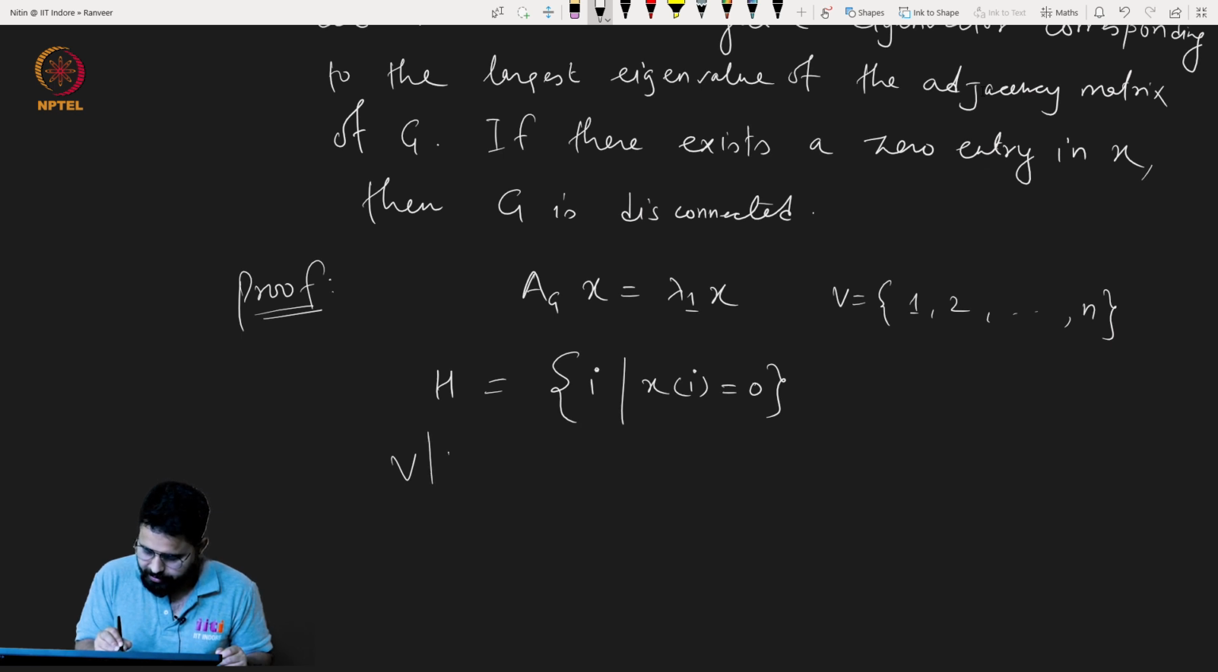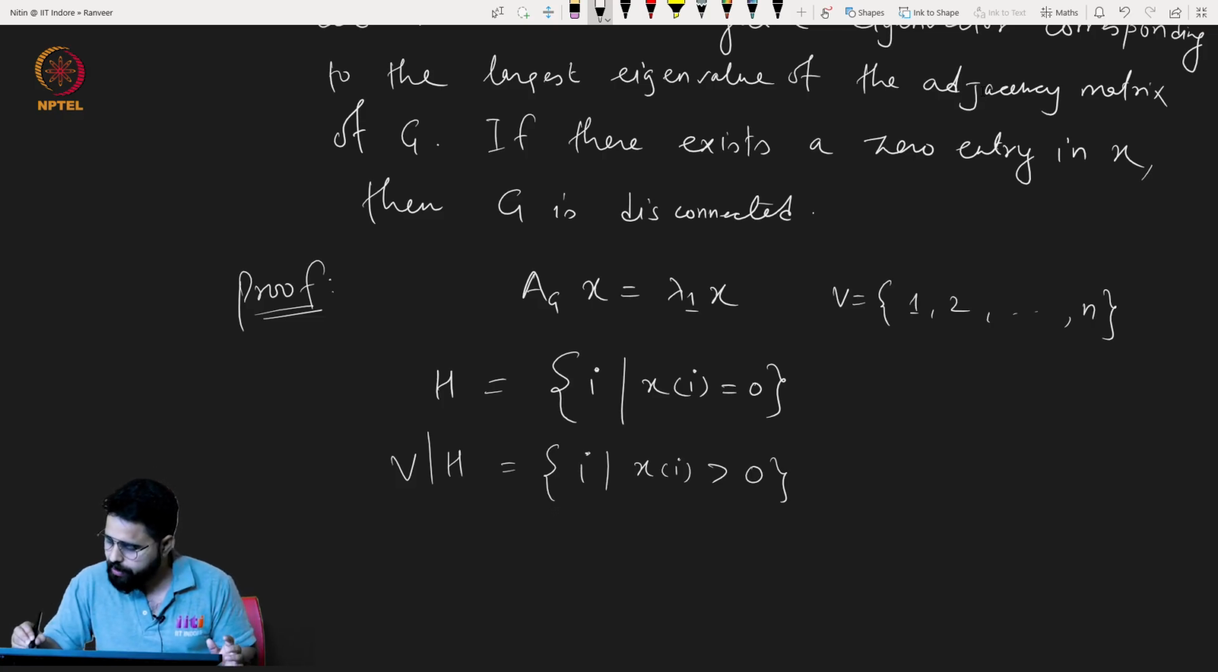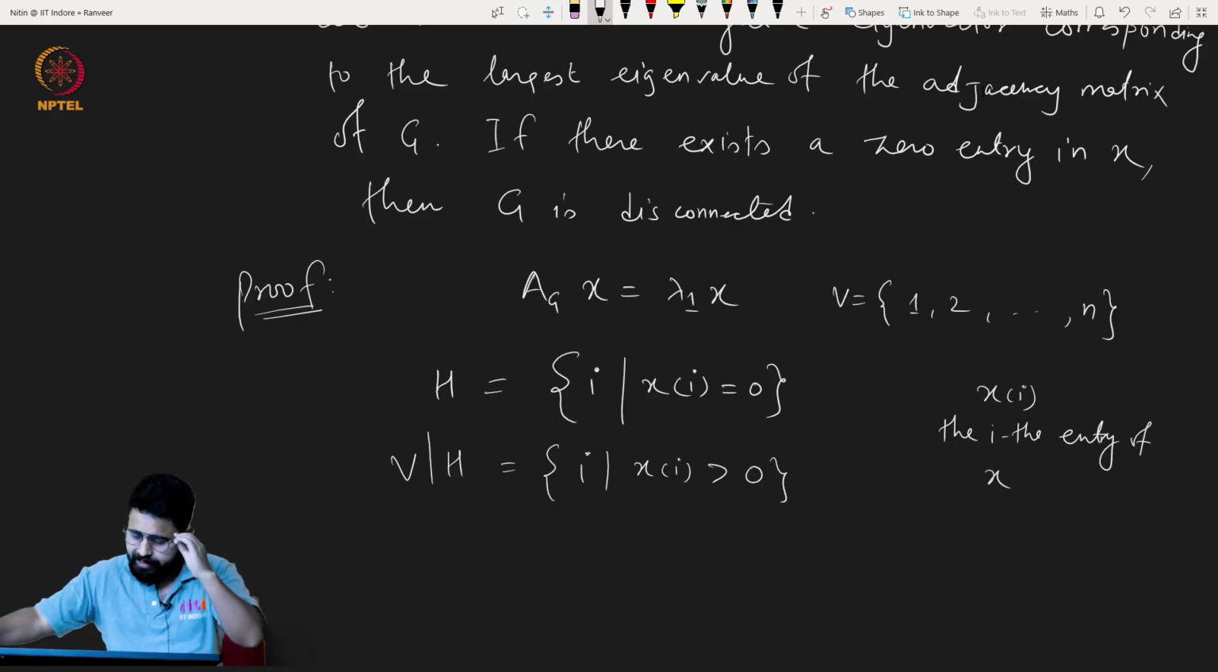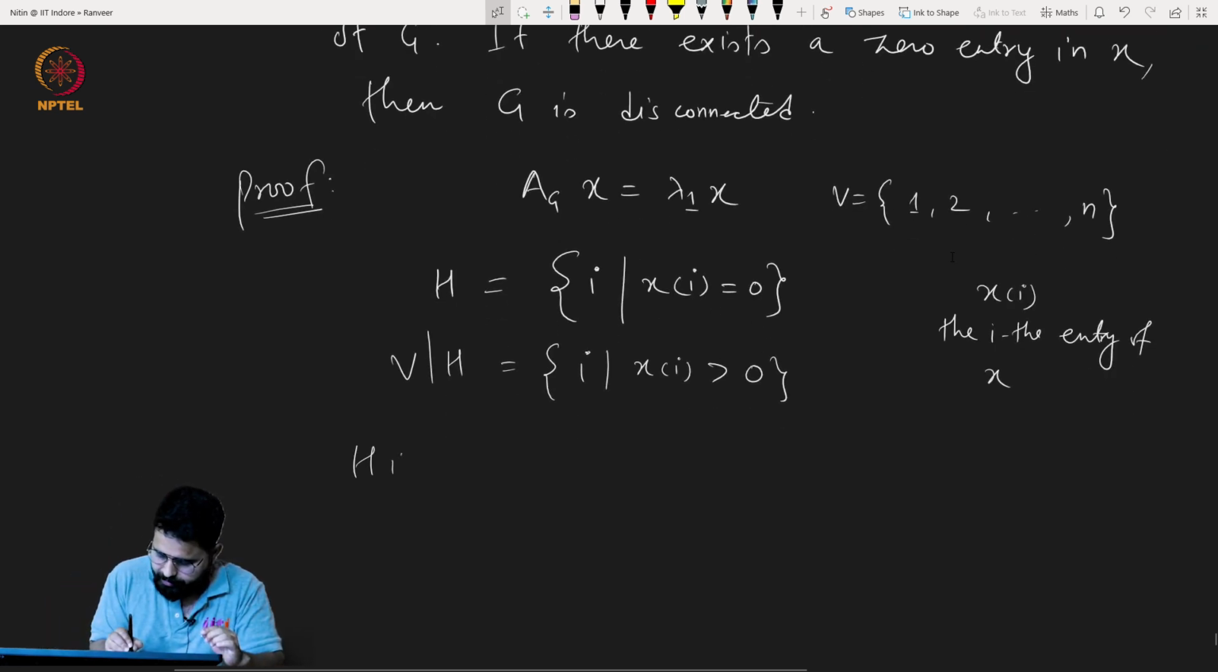The rest of the vertices is basically the set of vertices i such that xi is greater than 0, because this is a non-negative vector, right? So xi is actually the ith entry of x. Okay, very good. Now remember that x is non-empty, H is non-empty.